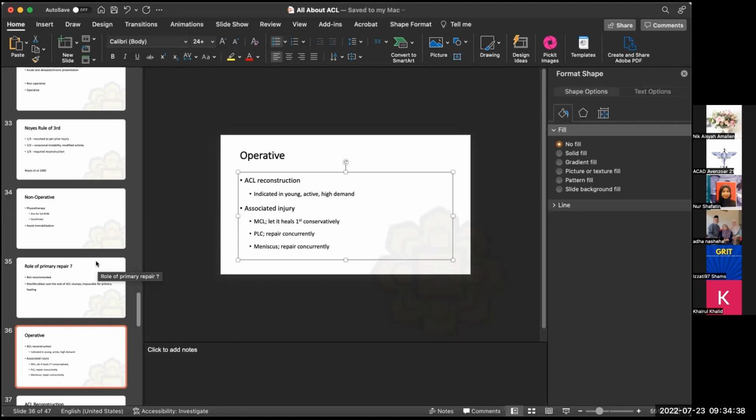So examination: joint line tenderness. You need to palpate the joint line properly. Then the McMurray test. X-ray usually doesn't show anything, but you need to request an X-ray throughout to rule out any other pathology of the bone. And then MRI. In the MRI you need to look at the signal in the structure of the meniscus.